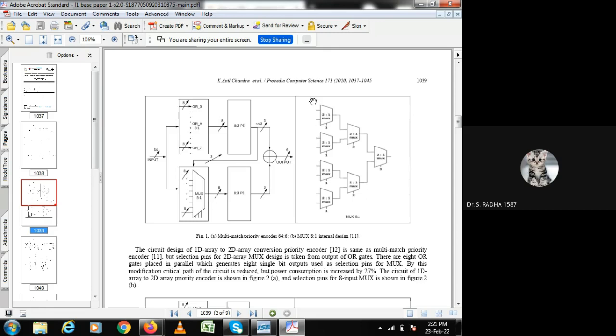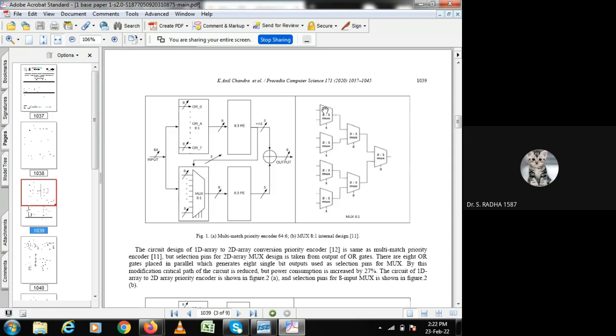Here also 8 inputs are there and 1 output. Each of these is 8 bits. This is 8-bit input, 8-bit input, 8-bit input, 8-bit input, like that 64 bits of input will be there. For the 8x1 multiplexer, 64 bits input is given, and it is divided into 8 bits, 8 times.